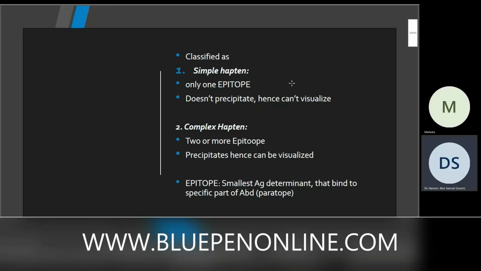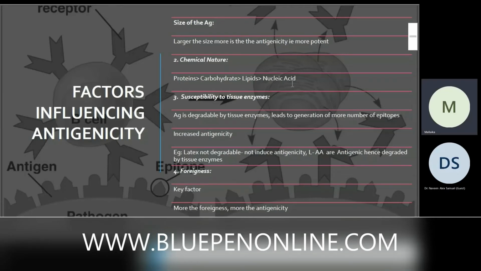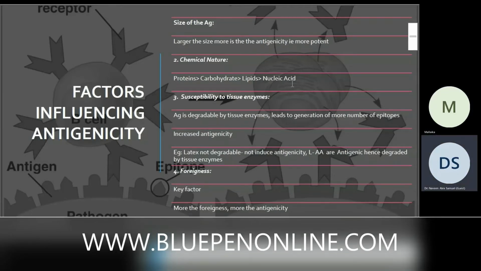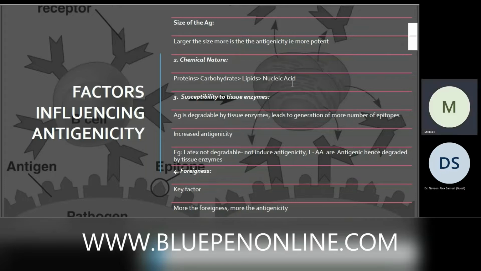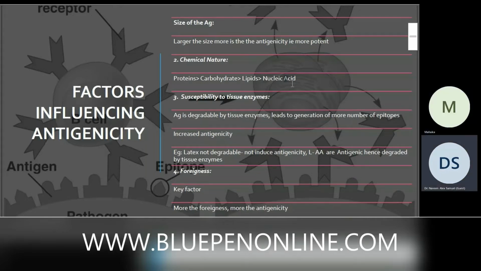Again, I've written a short note about epitope. Epitopes are the smallest antigenic determinants that bind to a specific part of an antibody, and that specific part of an antibody is the paratope. What are the factors influencing antigenicity? This is actually a 5-mark question. What are the factors which influence the strength of an antigen or the immune reaction caused by an antigen? That's what's called antigenicity. Antigen is the one which stimulates the immune response.